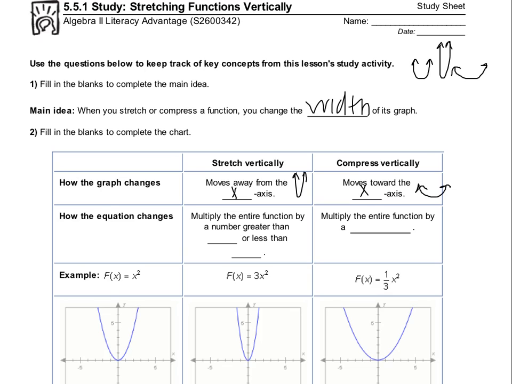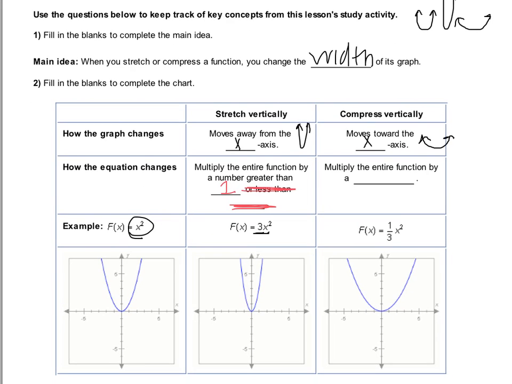So if you want to stretch it vertically, and these are actually backwards, I'm just going to let you know. If you're going to stretch it vertically, you're going to multiply the entire function by a number greater than 1. I want you to mark out the rest of that. So you're just going to multiply the entire function by something greater than 1. So the example they give you here is they started out with x squared, and they multiplied x squared by 3, and they got this function here that was narrower. And what it does is it's stretching it vertically.